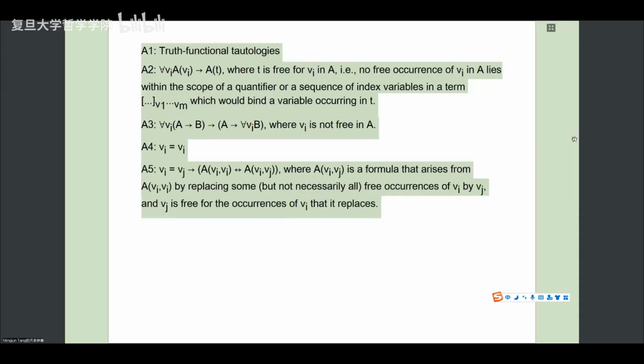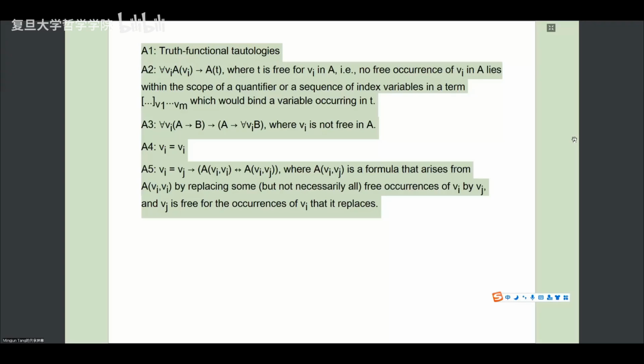That is, no free occurrence of Vi in A lies within the scope of a quantifier or a sequence of index variables in a term, square brackets, subscripts V1 up to Vn, which would bind a variable occurring in T. So not only quantifiers can bind in this system, but of course the index variables of a property term can also bind. One has to take this into account when one wants to explain what is a free variable, what is a variable which is free for another term.